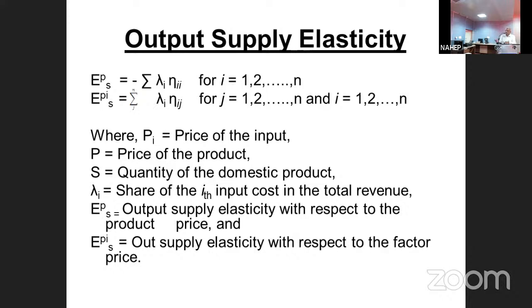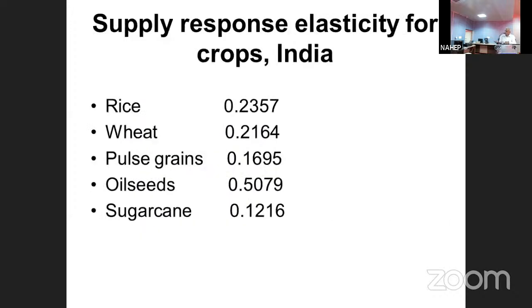If you read the papers, then it's very easy. Otherwise, I know how the figure looks like. The gamma is the share. This is the output supply elasticity. This is the factor demand elasticity. So we get some numbers like the supply response elasticity for crops.